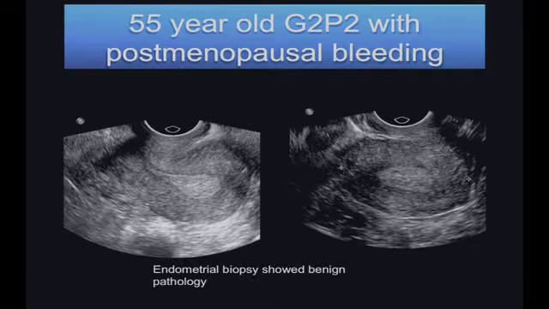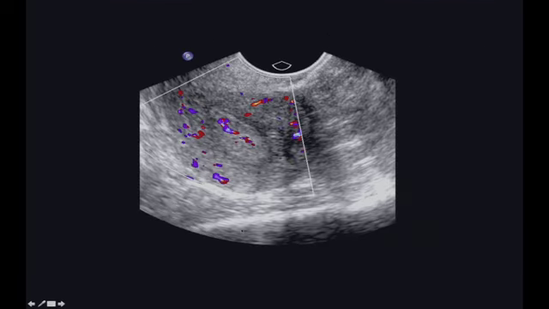Here's another 55-year-old gravida 2 para 2 with postmenopausal bleeding. We have a thickened kind of globular endometrial echo here, and the endometrial biopsy showed benign pathology. So what's going on? We can see here on our color Doppler image that we do have color Doppler flow, looks like a feeding vessel maybe, associated with the endometrium, which would be highly suspicious for an endometrial polyp.